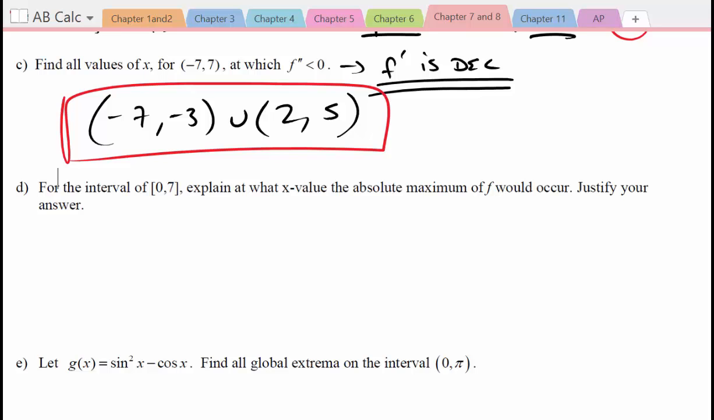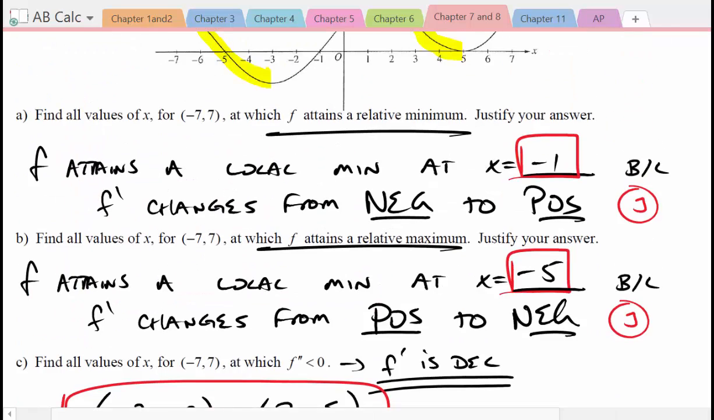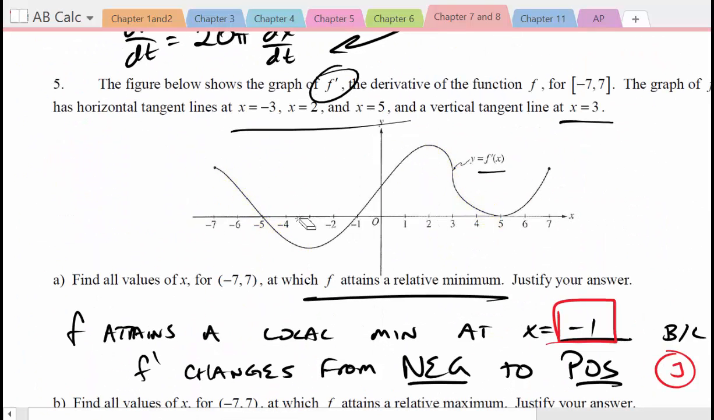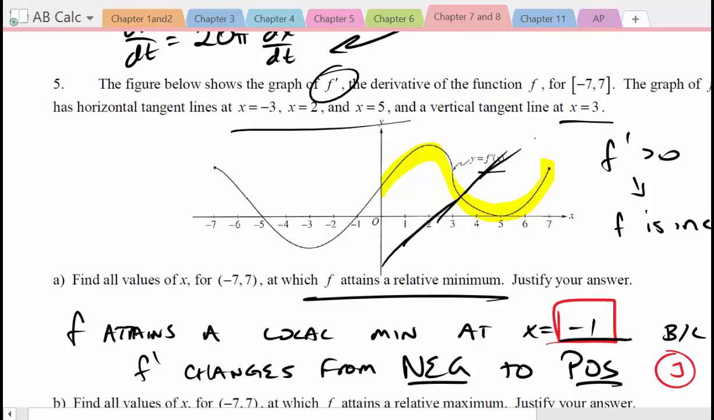For the interval from 0 to 7, explain at what x value the absolute maximum of f would occur. Justify your answer. If we look at just the graph from 0 to 7, the one thing that does stand out is that f prime is positive. If f prime is positive, that directly leads us to be able to say f is increasing. So if f is increasing from 0 to 7, that means wherever the graph is, it's constantly going up. Therefore, its highest point will be at 7.